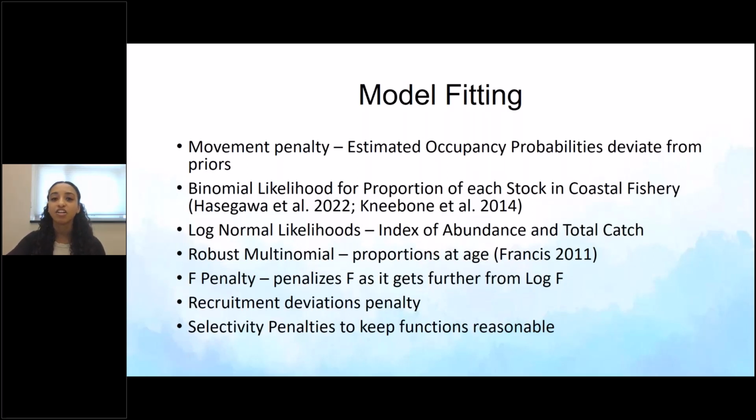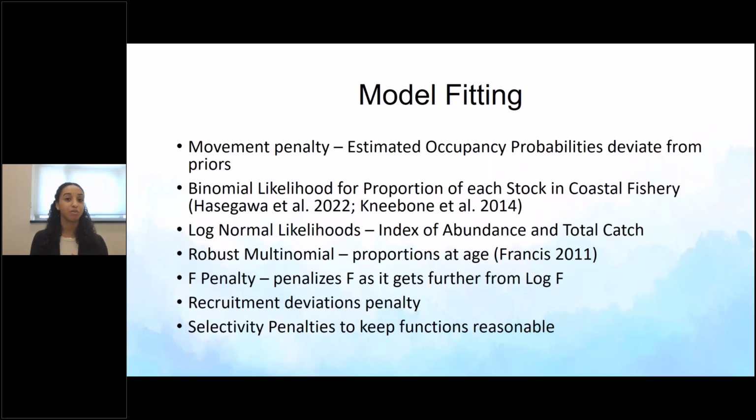Without this likelihood, the model tends to want to kill off one of the stocks and fit the model only using either the bay or the coast stock. By adding this likelihood, it helps keep the estimates more realistic and more in balance with each other. The studies we're using here are Hasegawa et al. 2022 and Kneebone et al. 2014.